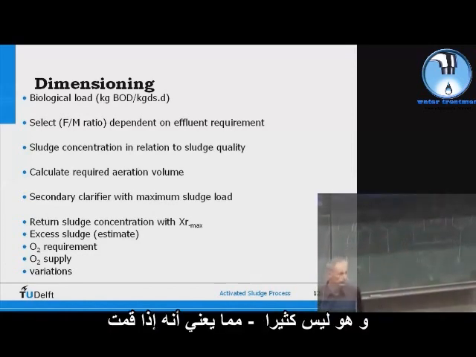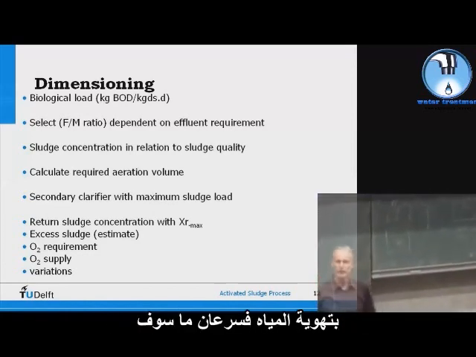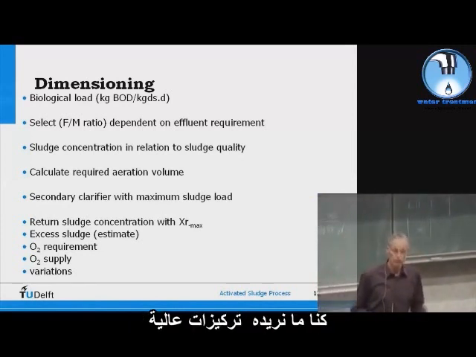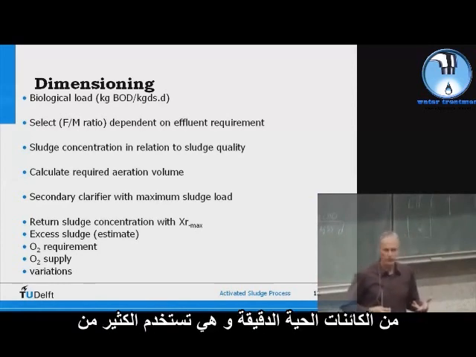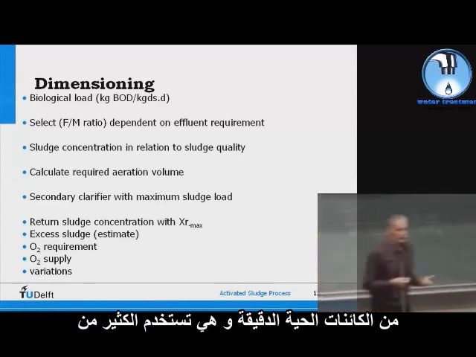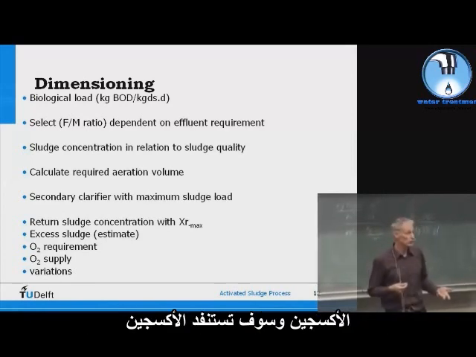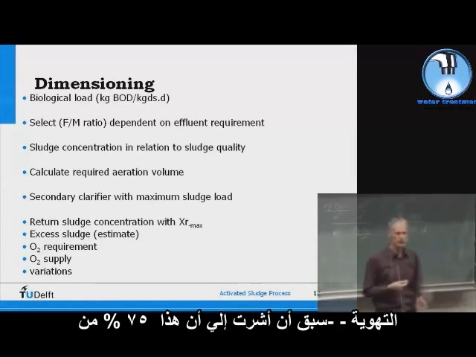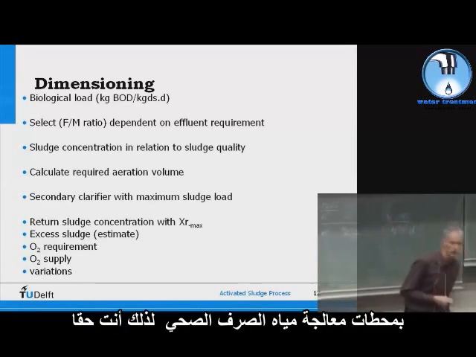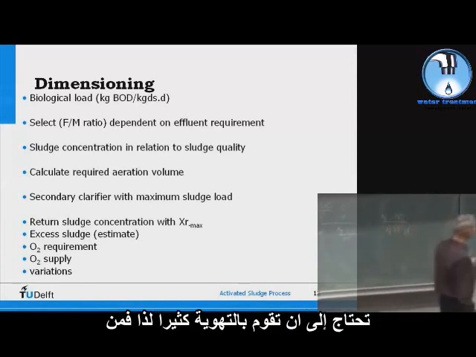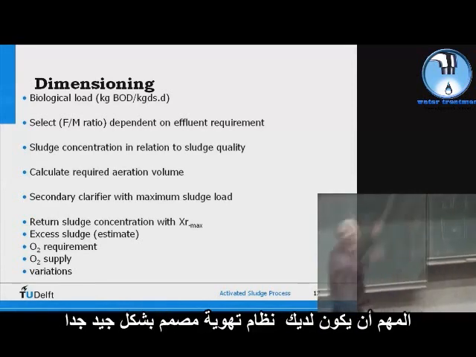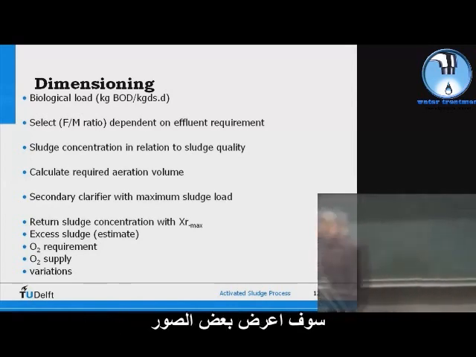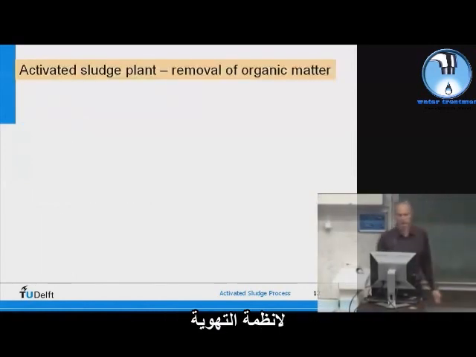which is not much. Which means that if you aerate water, the oxygen will quickly disappear, because especially with the high concentrations of microorganisms we want, these use a lot of oxygen, and the oxygen will be depleted in no time. So that's why we need to aerate. I already mentioned that this is 75% of the energy costs of a wastewater treatment plant. So you really need to aerate a lot. So it's very important to have a very well-designed aeration system. I'll show some pictures of this aeration system.